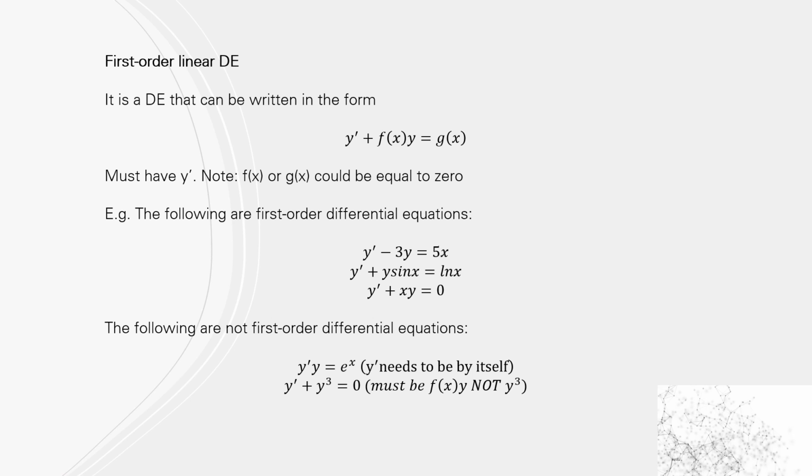The following are not examples. So firstly, the y dash for the first one needs to be by itself, not attached with a y. And for the second one, the y cubed must be a function attached to a y. So in this case, it's not, so it's therefore not a first order linear.